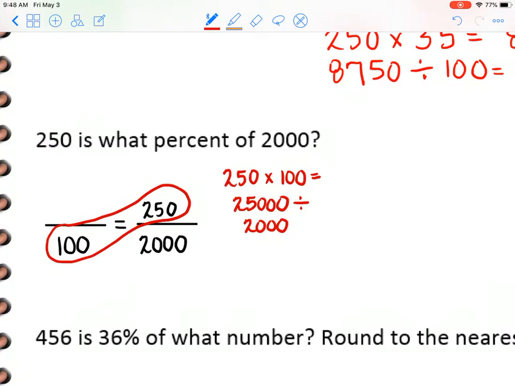And please notice that I am just giving you calculator keystrokes here. This is not a true math statement. I really should not be writing it this way, but I'm showing you the calculator buttons, not an actual equation here. So 25,000 divided by 2,000 is going to equal 12.5.